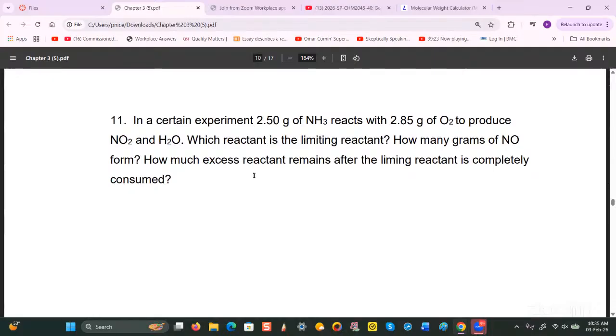in the case of number 11, I'm not sure if we'll have enough time to do this, but I'm going to at least start. It says in a certain experiment, 2.50 grams of ammonia reacts with 2.85 grams of oxygen to produce NO2 and H2O. Which reactant is the limiting reactant?